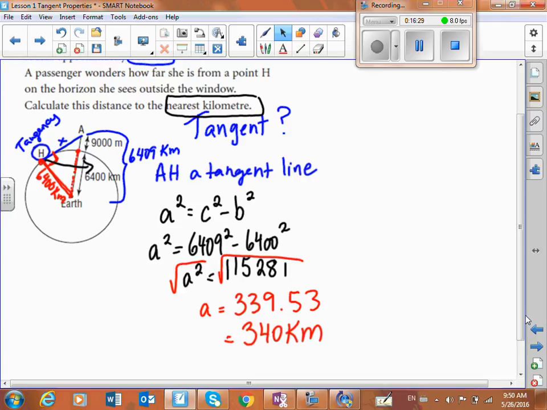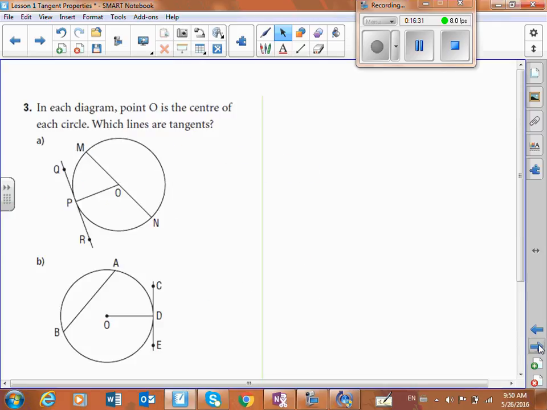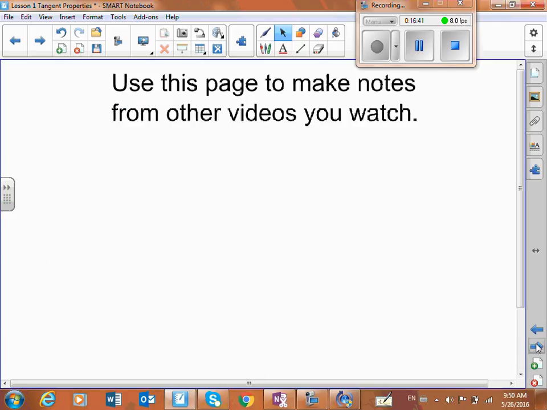Okay, that's really the end of my examples. You'll notice that you have this question 3. This is part of your homework for tomorrow in class. You'll notice that one extra page here, and it says use this page to make notes from any other videos you watch. I encourage you to watch a few extra videos that I'm going to attach in your email so that you can get a little bit more practice on the tangent property, but I want to stress that it is not very difficult.